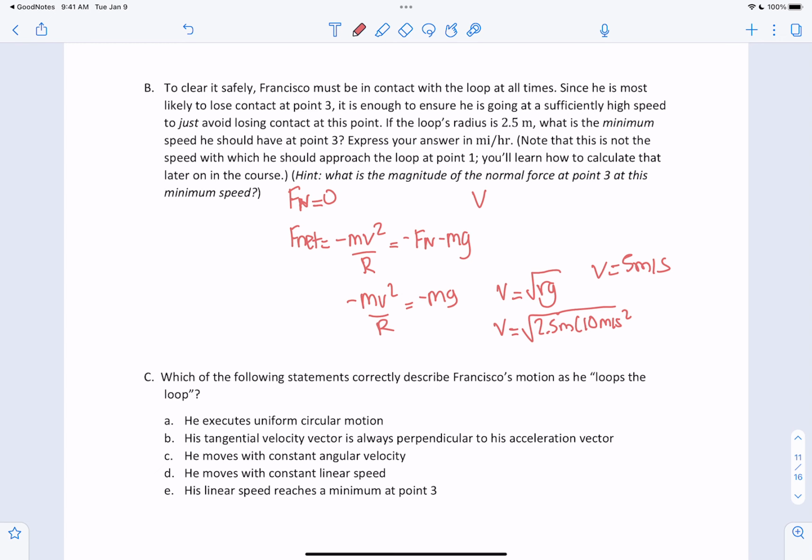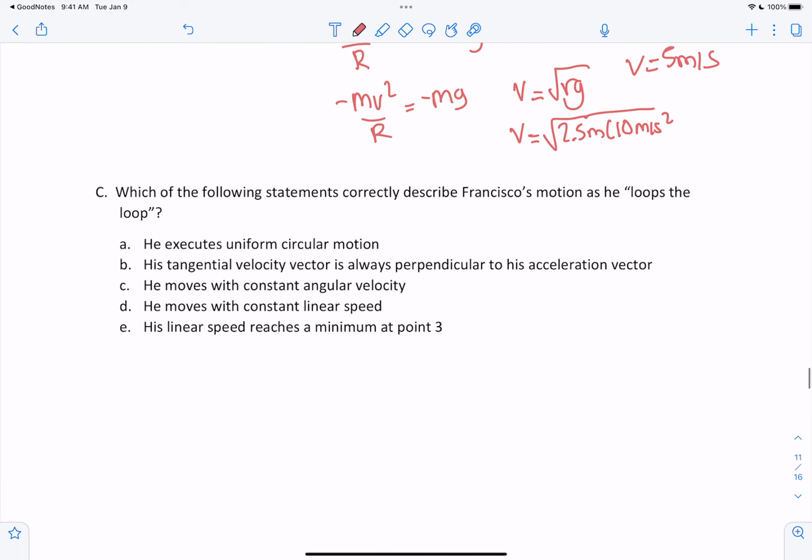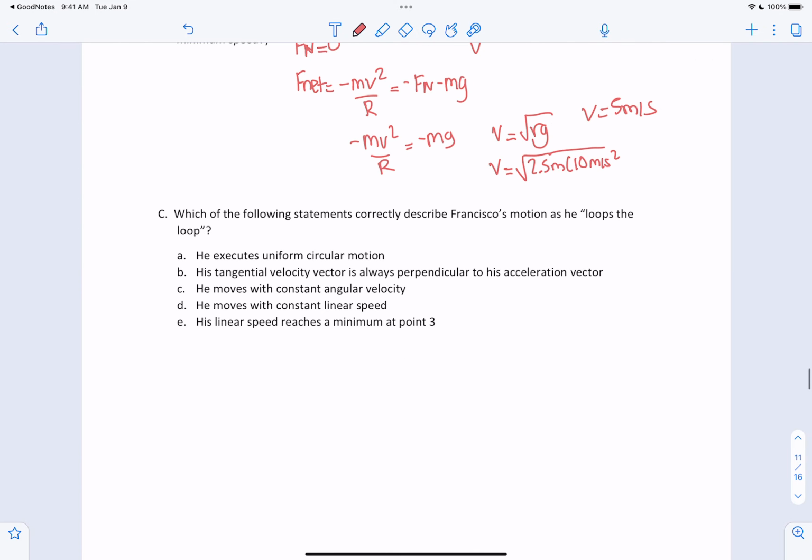But part C is, which of the following statements correctly describes Francisco's motion as he loops the loop? So A, executes a uniform circular motion. B, his tangential velocity vector is always perpendicular to the acceleration vector. C, he moves with constant angular velocity. D, he moves with constant linear speed. E, his linear speed reaches a minimum at point 3.